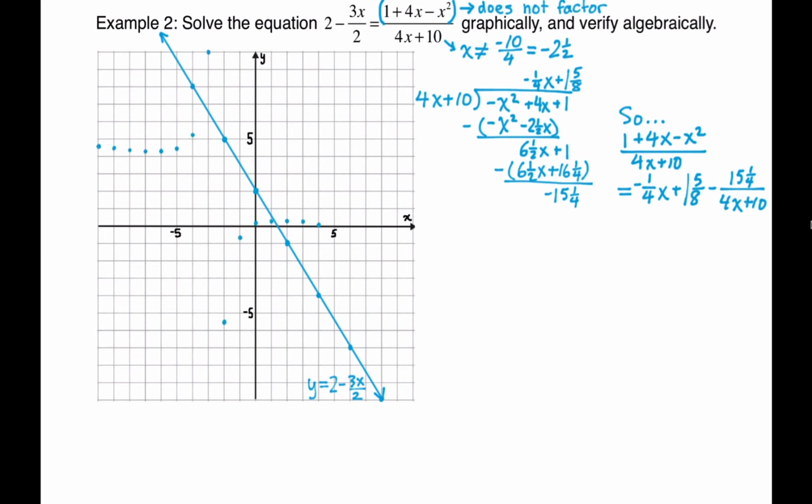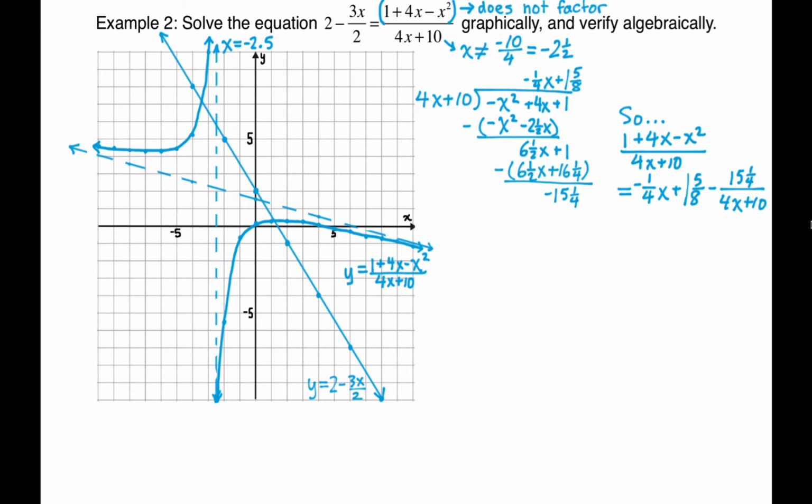So you can get a table of values and plot a bunch of points. You will notice as you connect the points together with a nice smooth curve that this function, the right-hand side of the equation, has a vertical asymptote at x equals -2.5, and it has an oblique asymptote at y equals -1/4 x plus 1 5/8.